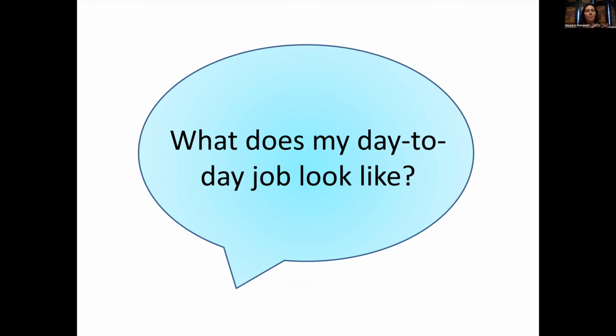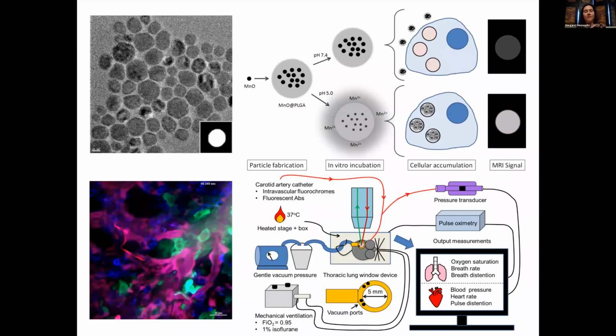So that brings us to the last question: what does my day-to-day job look like? The cool thing about academia is it is extremely flexible. It's not really a 9-to-5 job per se, and it's different every day. So what do I focus on? I focus on 3 different areas: research, teaching, and service, and I'll just go through each of those right now.